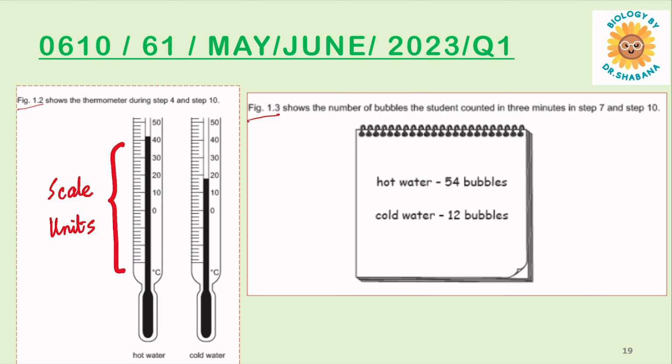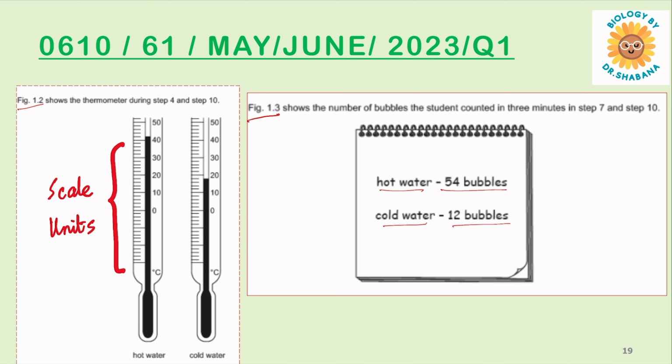And you have to take the reading. So read the scale units, right? The numbers, the lines that you see, are called units or scale units of the mercury column, right? And then figure 1.3, the other figure, is showing the data collected by the student with hot water and cold water, how many bubbles, and the number of bubbles.